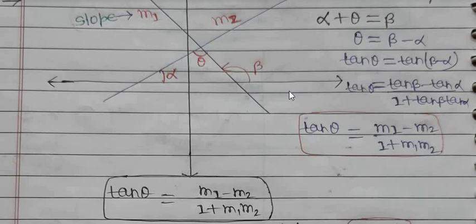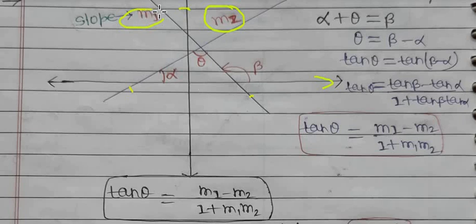Okay, so let's start. Here, as you see, I have drawn a figure. Basically, this is the x-axis and this is the y-axis, and I have drawn two lines. This one is line 1, this is line 2, and the slope of this line is m1 and the slope of this line is m2.